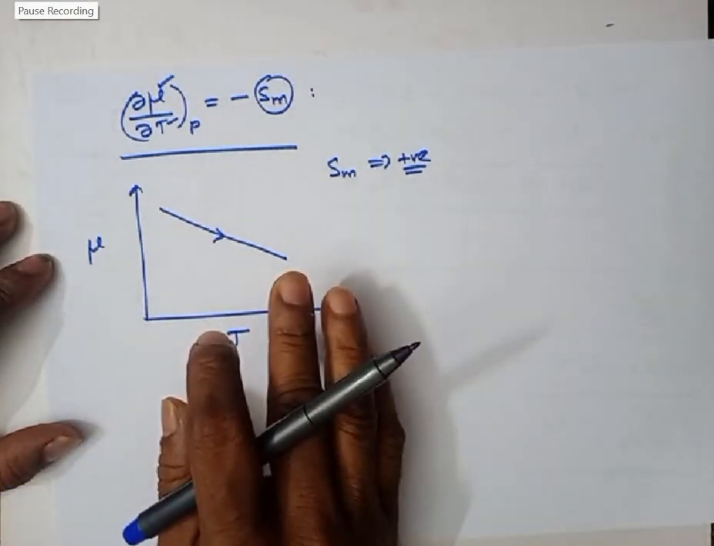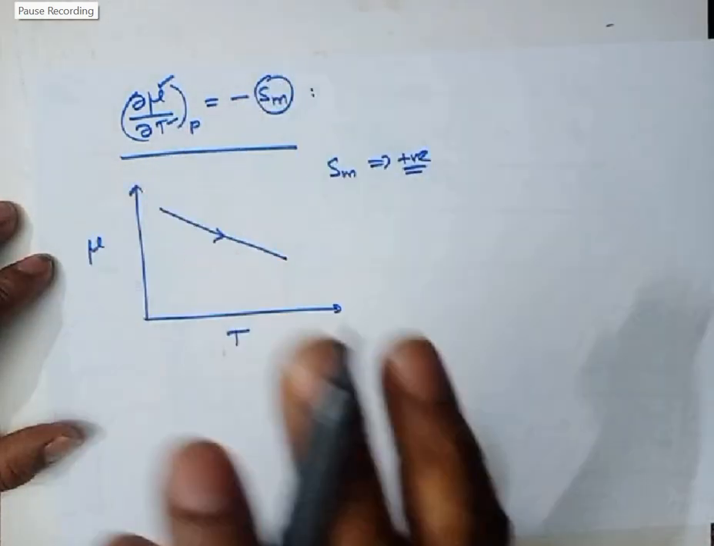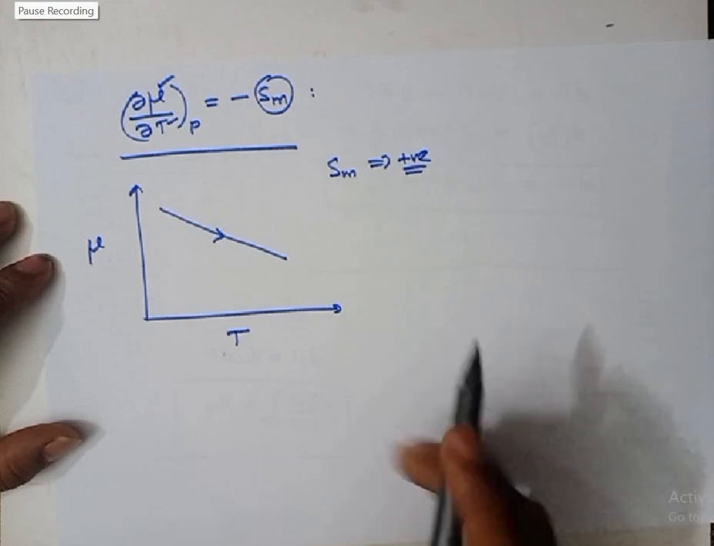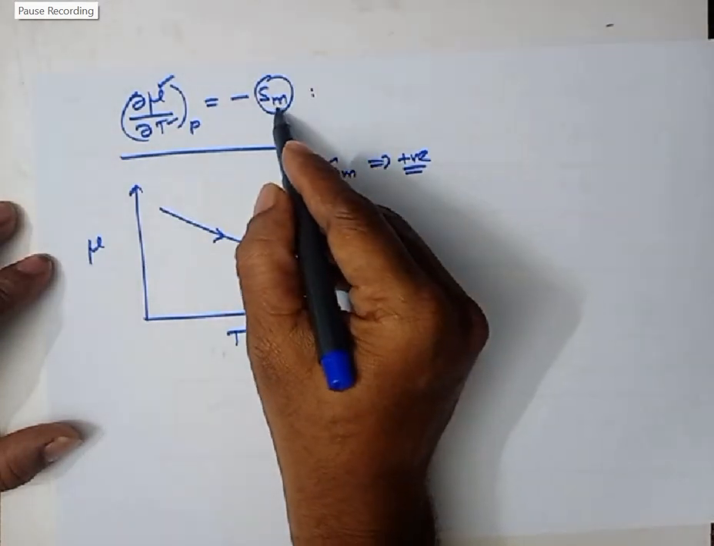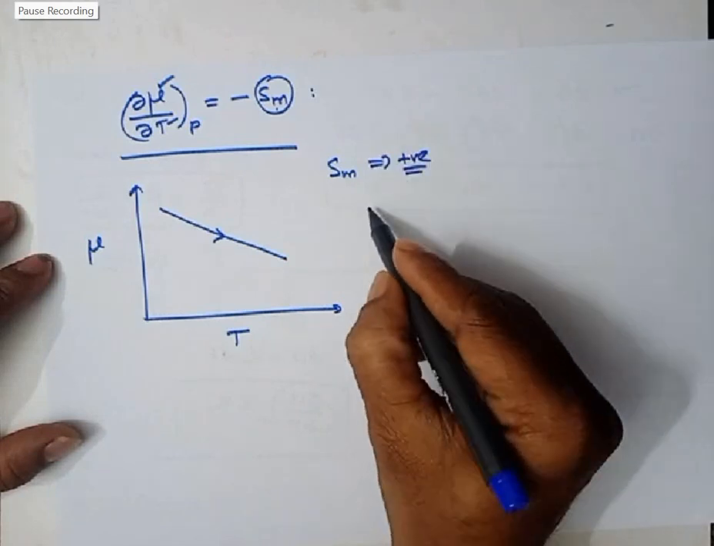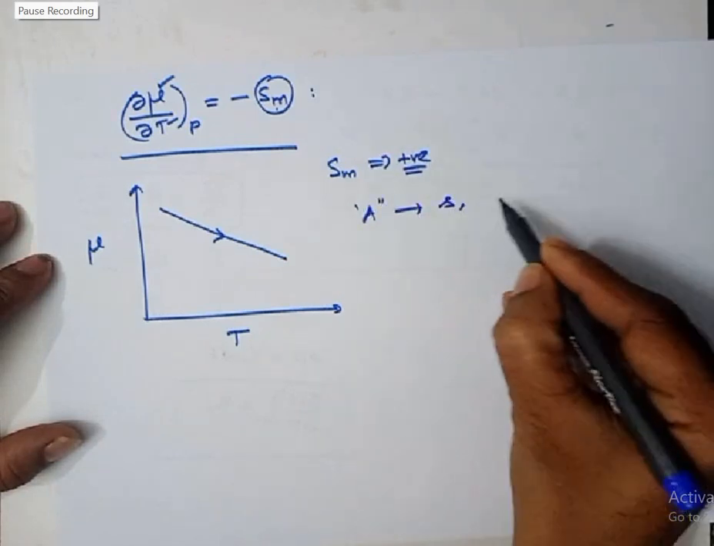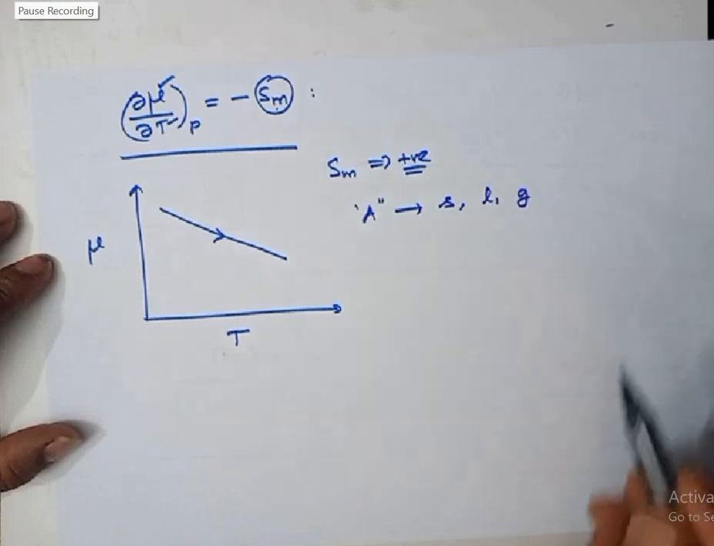Now listen, if I plot this for solid, liquid and gas, how will it look? Now you need to compare the molar entropy of a solid, liquid and a gas. Suppose I take some substance A. Assume that this substance exists in the solid form, liquid form and gaseous form.